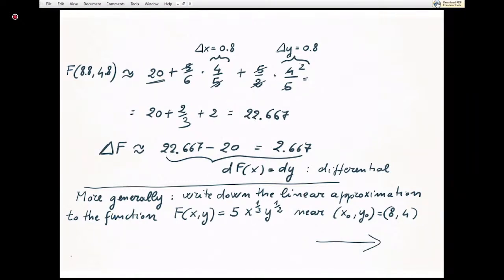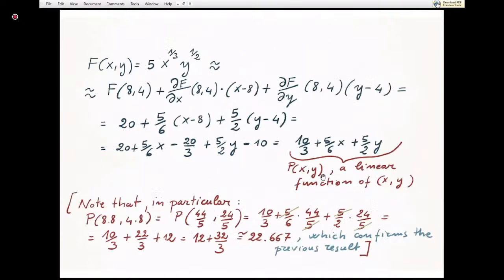We want x minus, the first change is x minus the initial level, so x minus 8. And the second change is y minus 4, okay? So we are general in this way. Okay, so it's the same structure. My two-variable function is approximated linearly. This means an approximation with a polynomial.